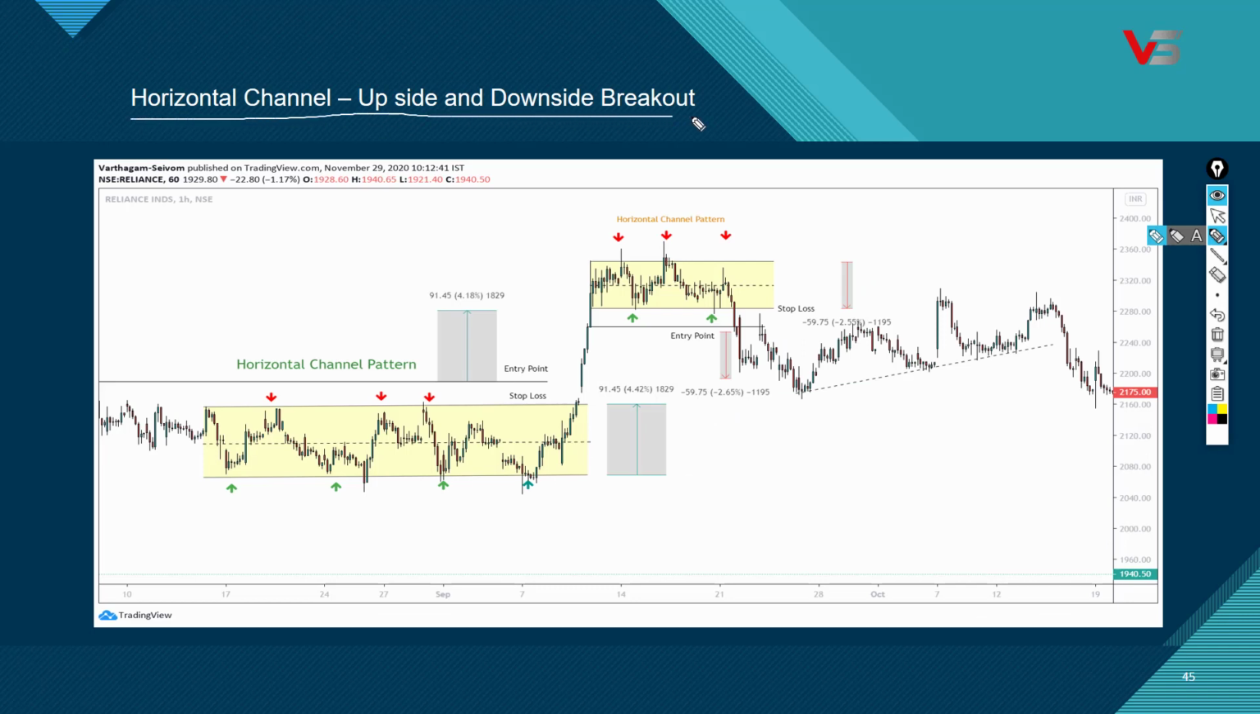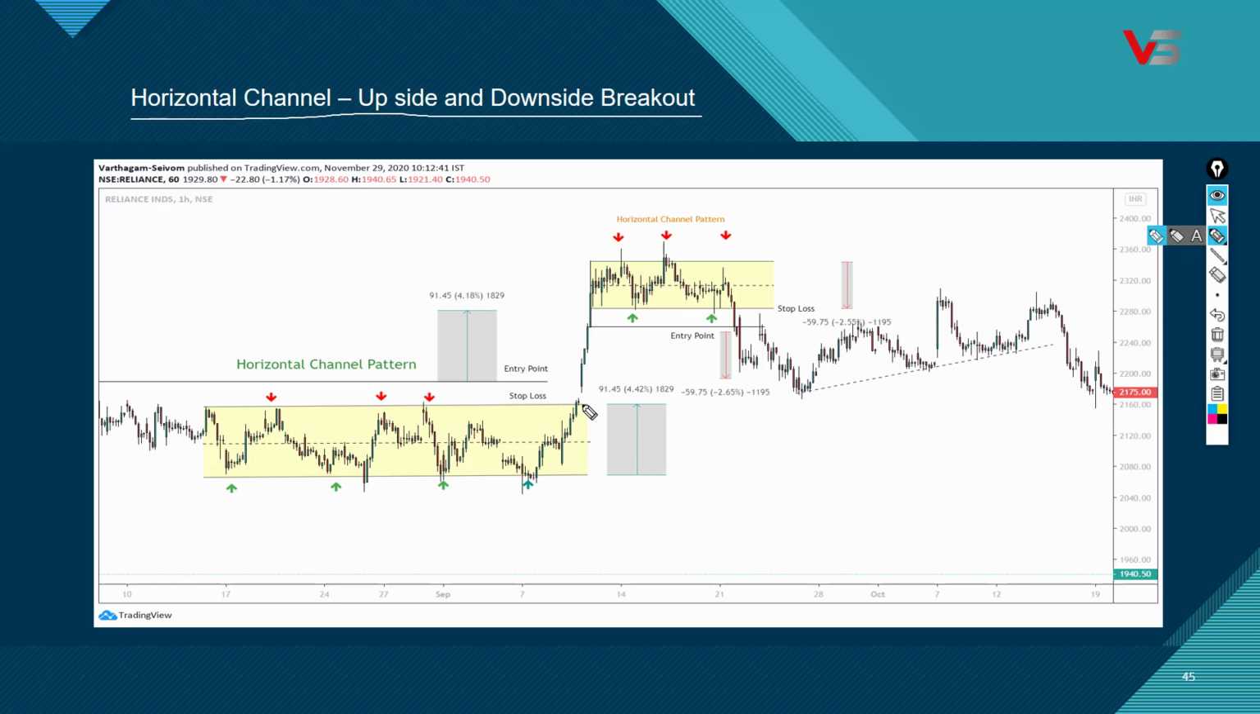This is the example of the horizontal channel pattern, with upside and downside breakout. In my experience, I will not take the trade inside the horizontal channel pattern. Why? Because the horizontal channel pattern indicates the market is sideways, so I will avoid the trade inside the horizontal channel pattern. Also, the entry and exit cannot be perfect within this channel pattern, because we cannot fix the target in the horizontal channel pattern. Why? Because the price will not function properly.